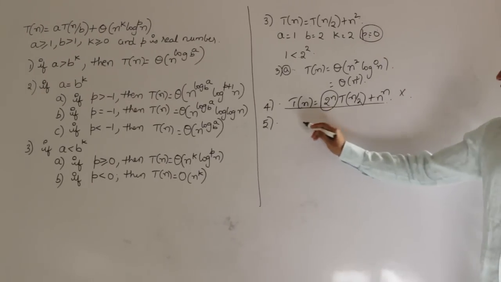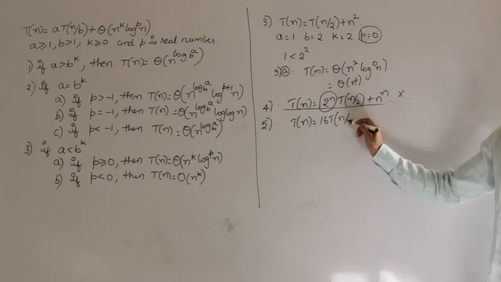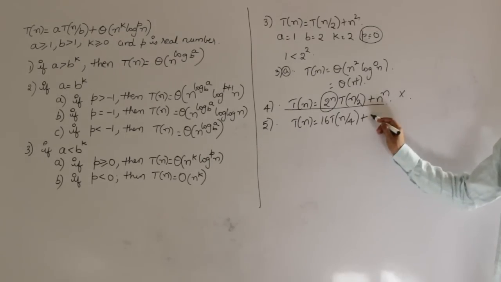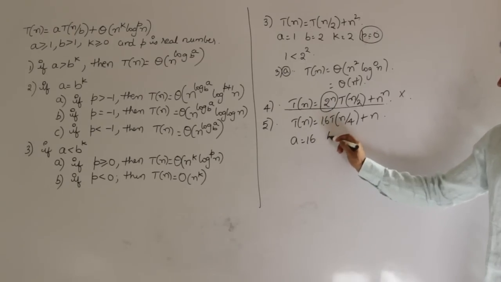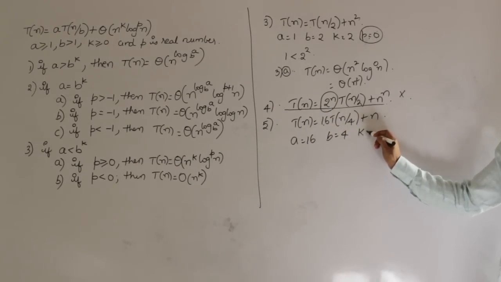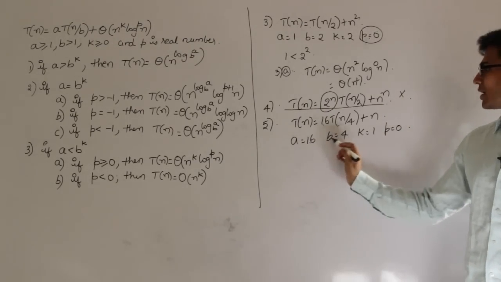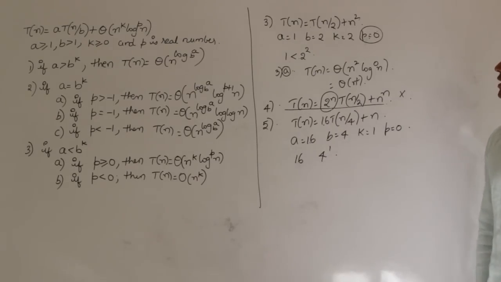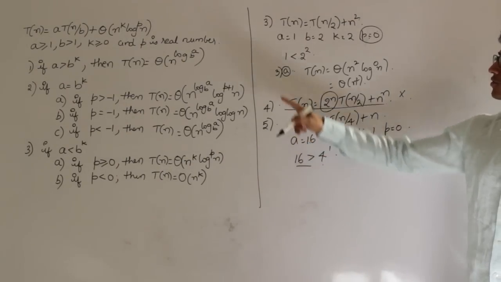Next one is T of n equal to 16 into T of n by 4 plus n. Then a equal to 16, b equal to 4, k equal to 1 and p equal to 0, right? Then compare a and b power k. A is 16, b power k is 4 power 1. Moreover, all the variables are according to the theorem, which means a is greater than b power k.